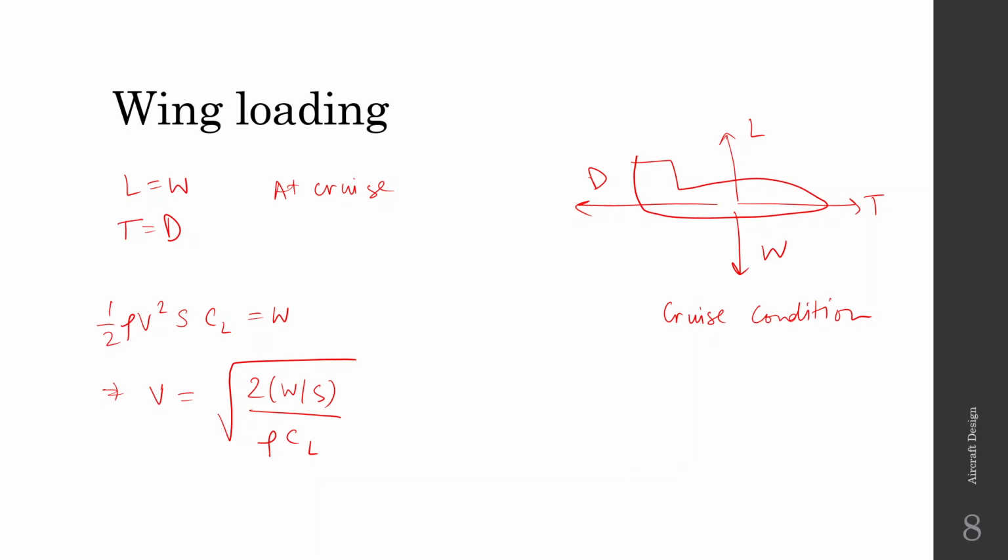We can see the cruise velocity, and in an aircraft, all the velocities are kind of interlinked. If your cruise velocity is higher, your takeoff velocity, stall velocity, everything is going to be higher. If your cruise velocity is lower, all the other velocities are also going to be lower. So the cruise velocity depends on the weight, the wing surface area, the density, and the CL. This quantity W by S is known as the wing loading.